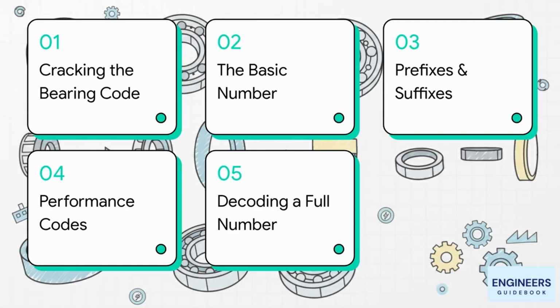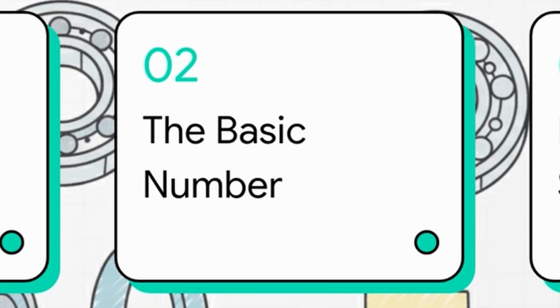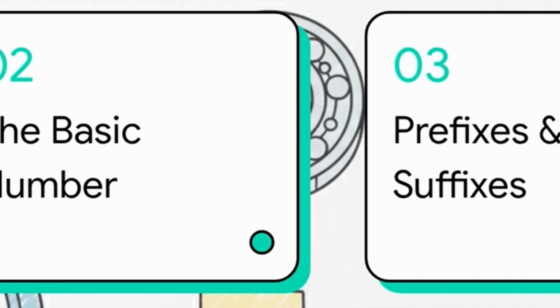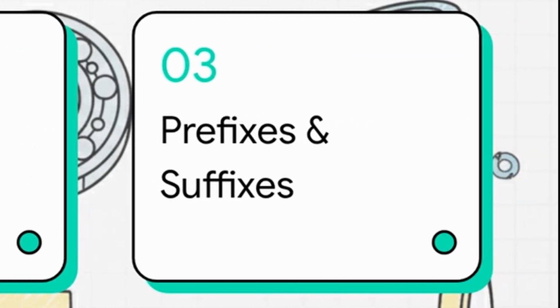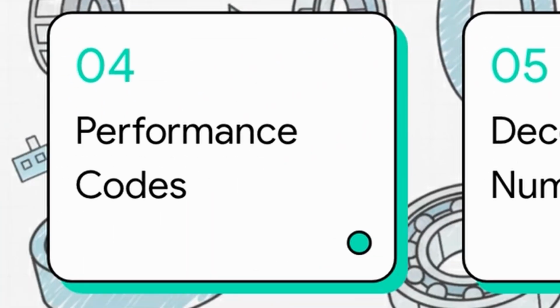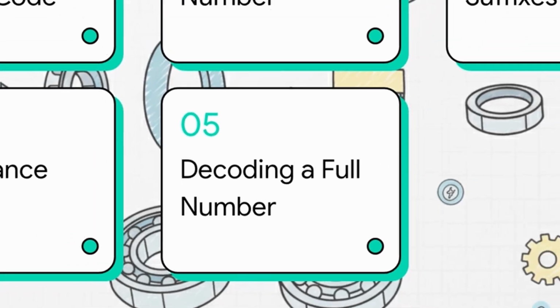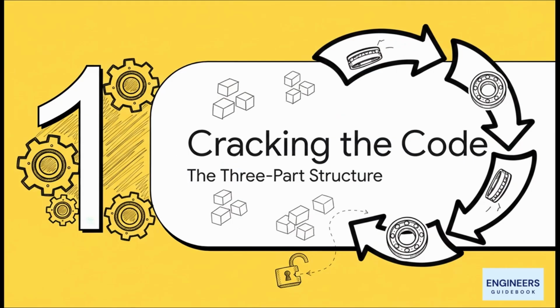Here's how we're going to tackle this. First, we'll crack the fundamental structure that almost all bearing numbers follow. Then we'll get into the basic number, the bearing's core identity. After that, we'll move on to the prefixes and suffixes, the special features. We'll also cover the crucial performance codes, and then, finally, we'll put it all together and decode a complete part number step by step. All right, let's get started.